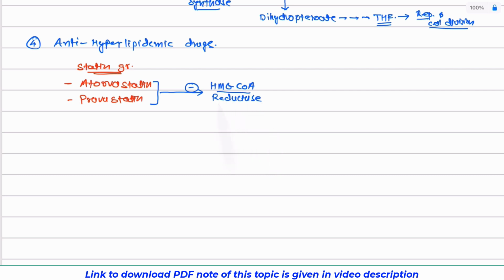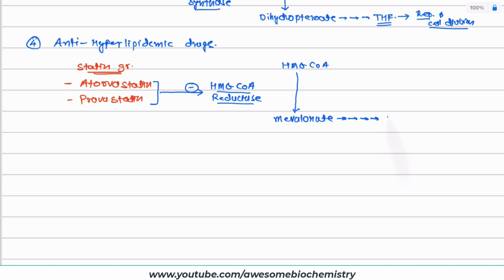This HMG CoA reductase is found normally in the human, and what this enzyme does naturally is that it converts the HMG CoA molecule into mevalonate. Then this mevalonate undergoes a multi-step enzyme catalyzed reaction to give rise to cholesterol. So this is actually the pathway of de novo synthesis of cholesterol in our body. And in this pathway, HMG-CoA reductase is the rate limiting and regulatory enzyme.